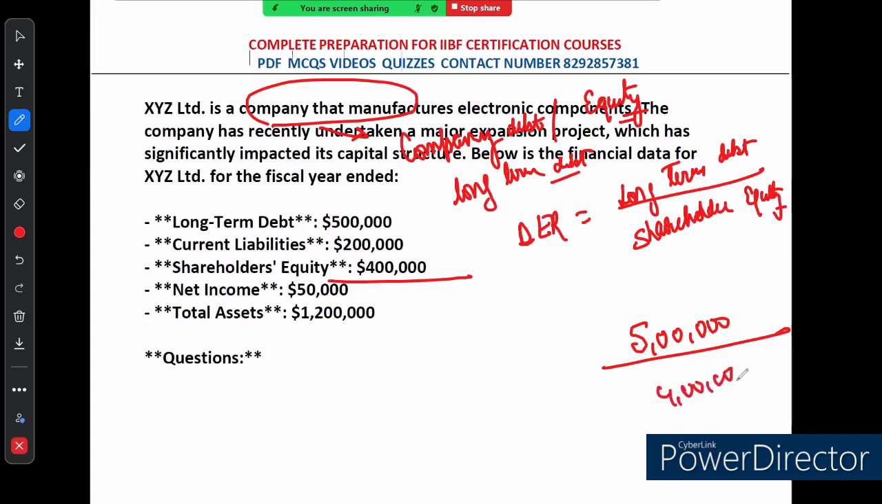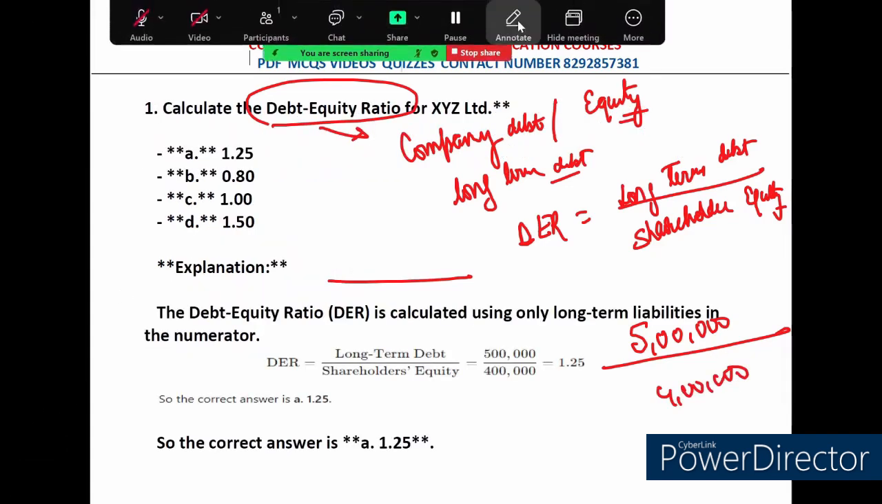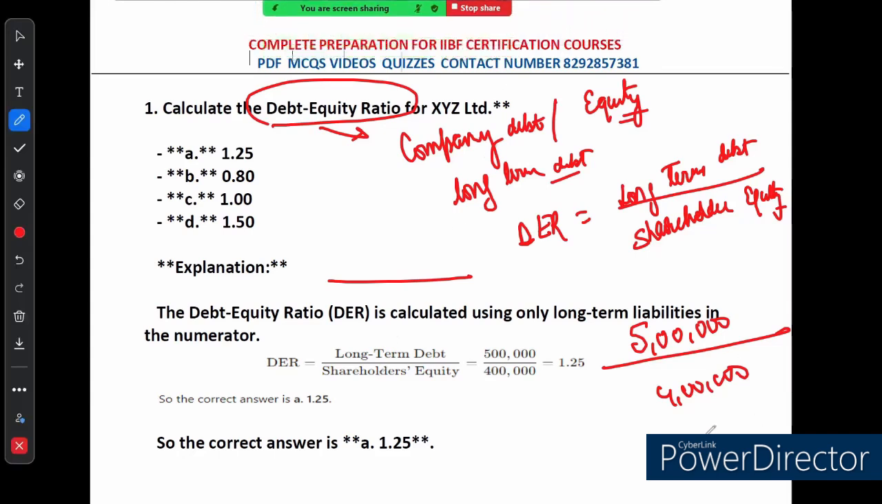So if we divide both of them, what will you get? You will get debt equity ratio which is equal to 1.25. If you divide both of them, you will get 1.25. So the correct answer is option number A, that is 1.25. So now the question is, what does this 1.25 really mean? Well, it tells us that XYZ Limited has 1.25 of long term debt for every dollar of equity.